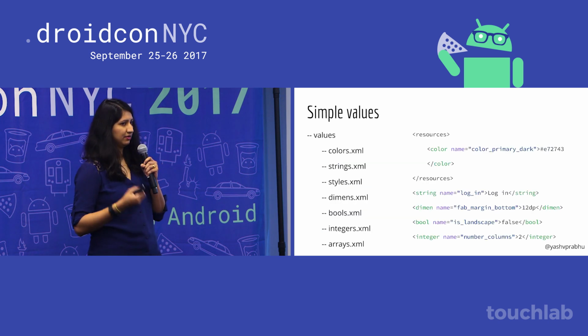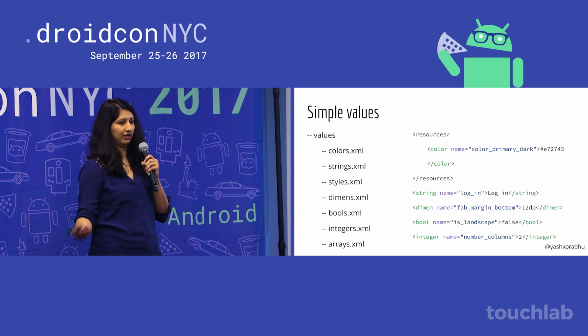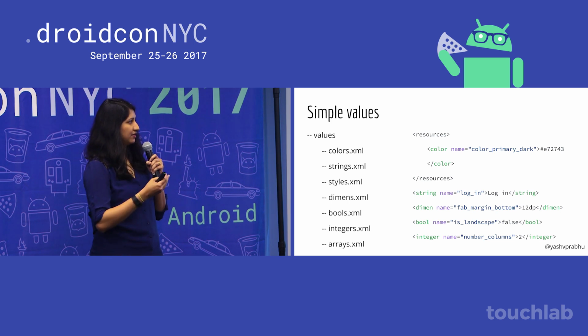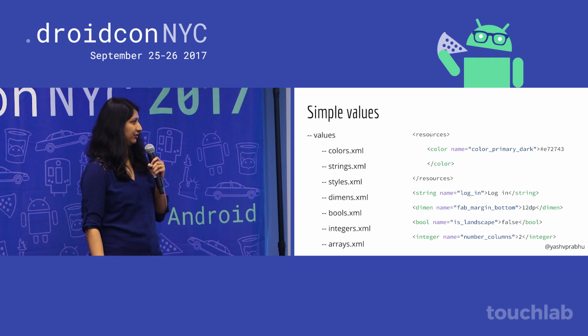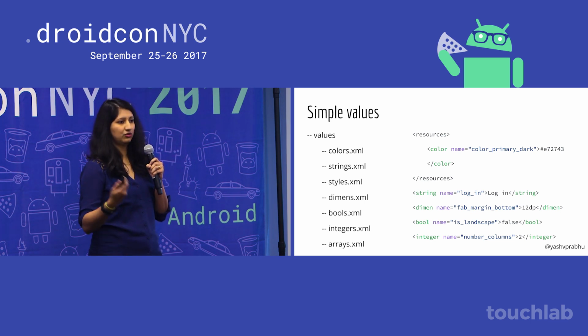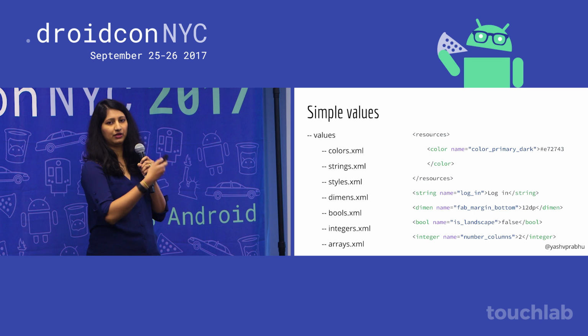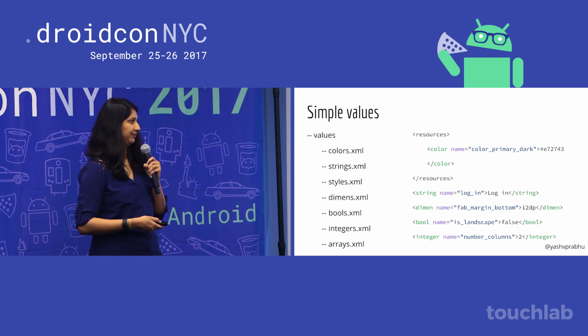Finally, we have simple values. There's more to it than just colors, strings, and styles. There are dimensions, booleans, integers, and arrays, and you can use these in a variety of ways that I'll be talking about later. In your colors XML file, you create these resources: you just put the color name and the hex code in there. For your string files, you add text values. Styles are for all the styles and themes that you would add to your buttons or various other UI elements. Dimensions are for things like padding and margins, and booleans are true or false values. Integers are for, say, the number of columns or rows. You also have something called arrays, which we'll be talking about later.